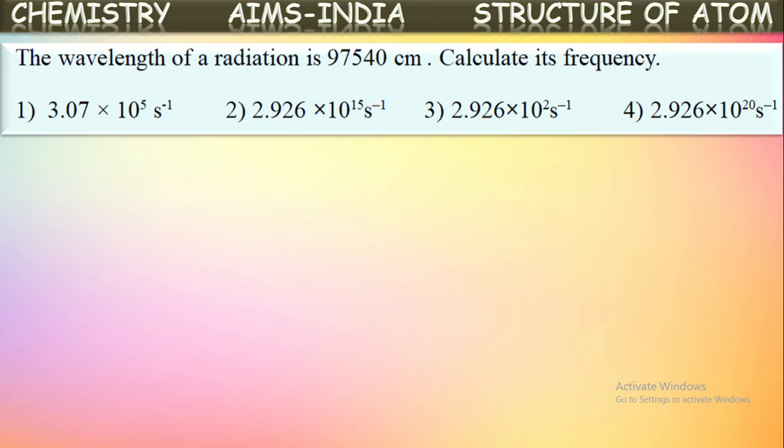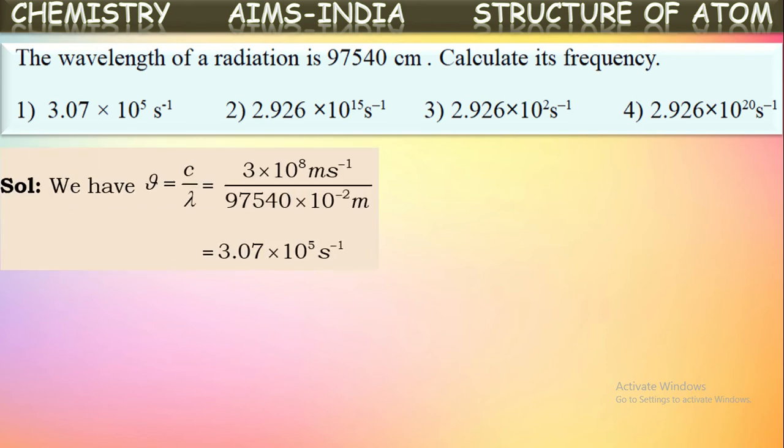What relation do we have between these two? Let us see that. Nu is equal to c by lambda, where nu is frequency, c is velocity of light, lambda is wavelength. Now let us substitute these values. Velocity of light being a constant, we know the value of it. What is that? 3 into 10 to the power of 8 meters per second. So that is taken here. And the wavelength is given here as 97,540 centimeters.